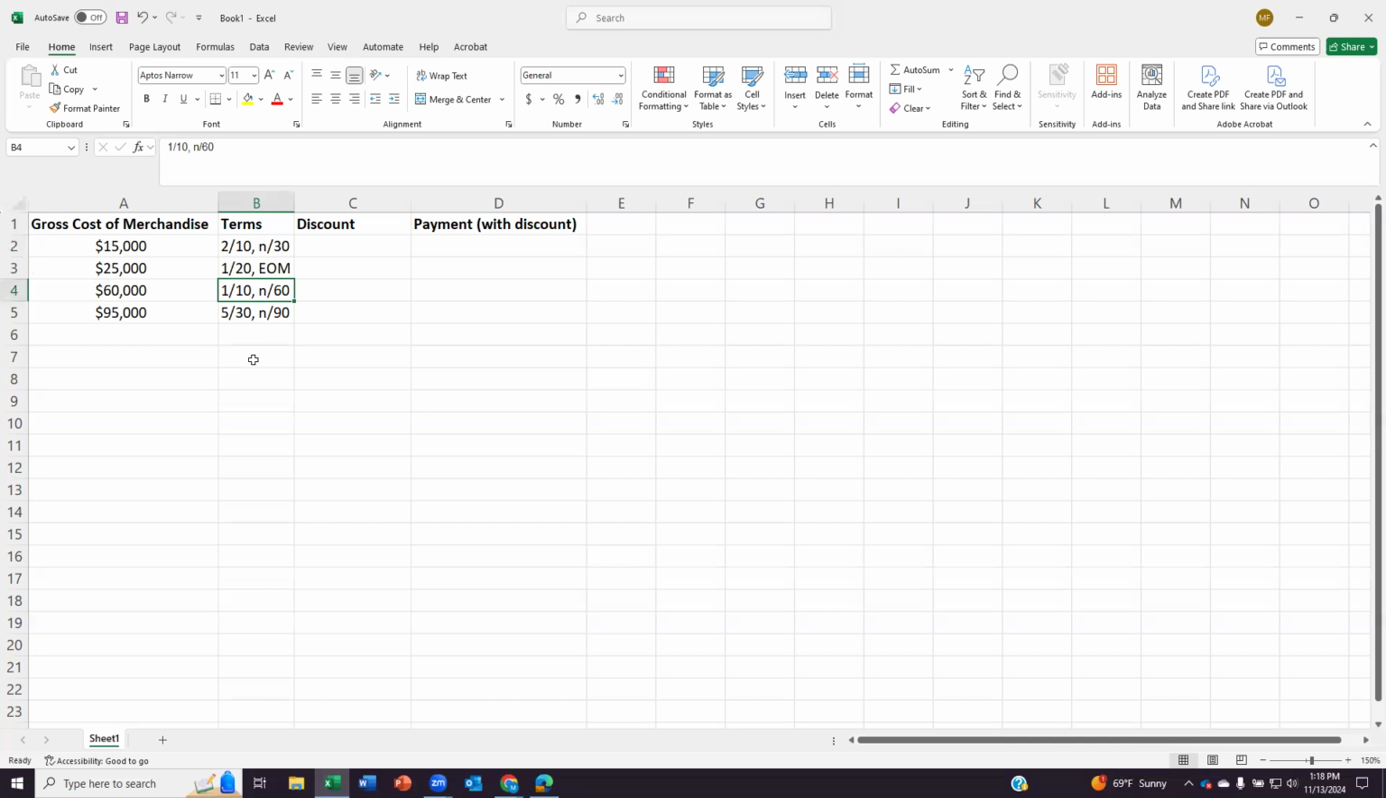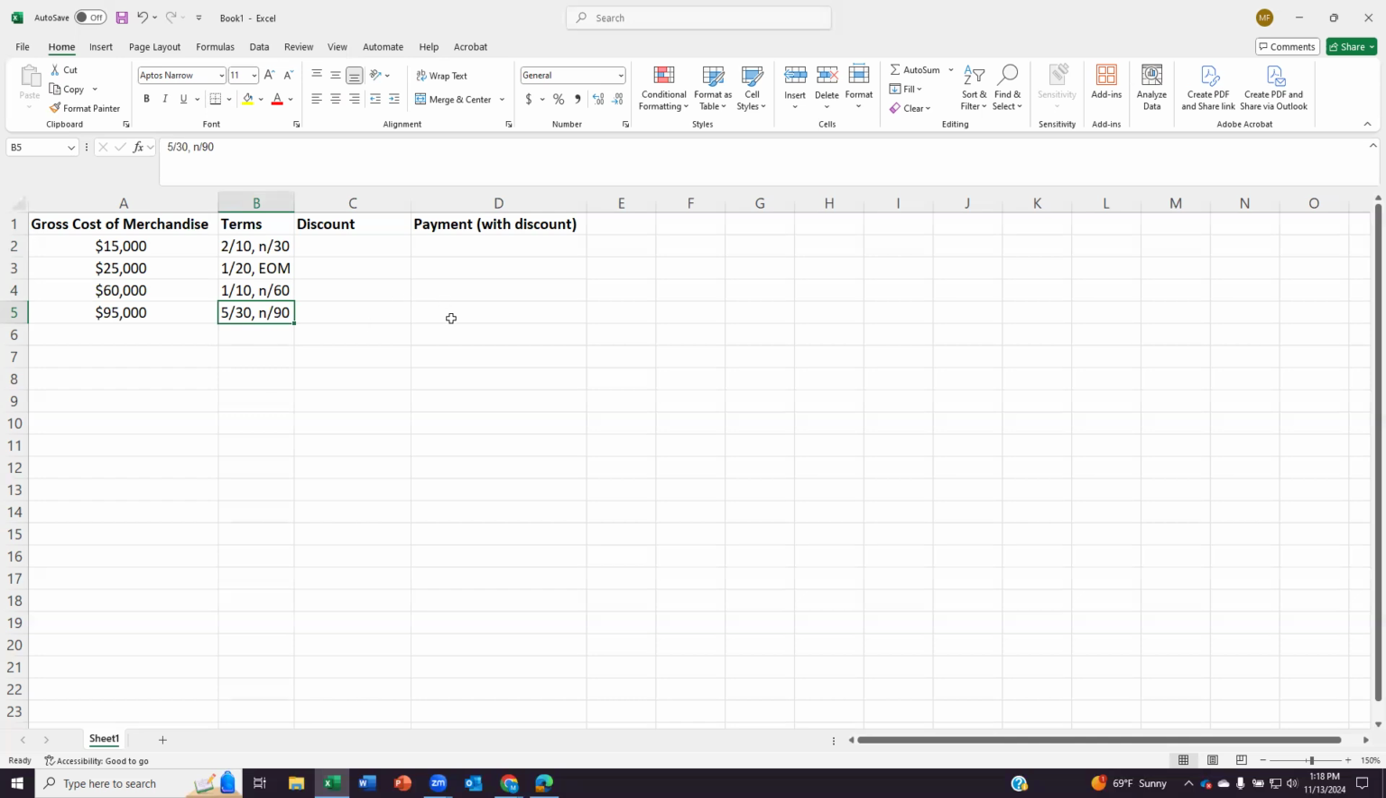The last one, more unusual. You don't usually see this in real life, but a 5/30 net 90 would mean a 5% discount if you pay within the first month. If not, then it's due within 90 days. So that's what the terms mean, and I guess how to translate them.